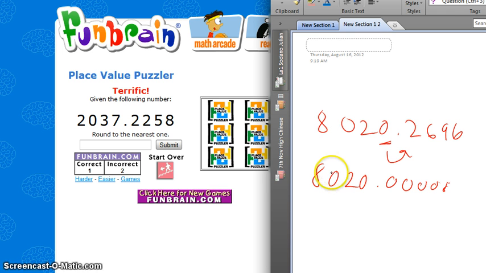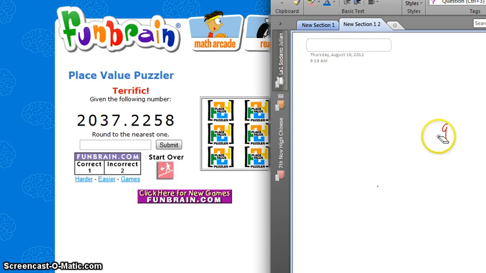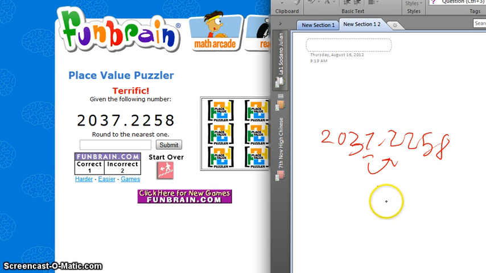This number is 2,037.2258. We're rounding to the nearest 1 once again. Find your digit, move right 1 digit, greater than 5 or lower than 5. 2 is lower than 5. So the 7 stays 7, and 2, and all its friends behind it, turn into 0. This number, rounded to the nearest 1, would be 2,037.